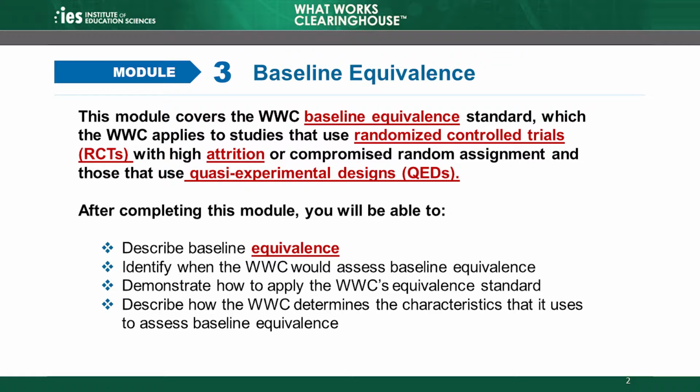The WWC applies the equivalence standard to randomized control trials, RCTs, that have high attrition or compromised random assignment, and those that use quasi-experimental designs, QEDs. After completing this module, you will be able to discuss how the WWC defines baseline equivalence, as well as demonstrate when and how to apply the WWC's equivalence standard. We will also cover how the WWC determines the characteristics that it uses to assess baseline equivalence.